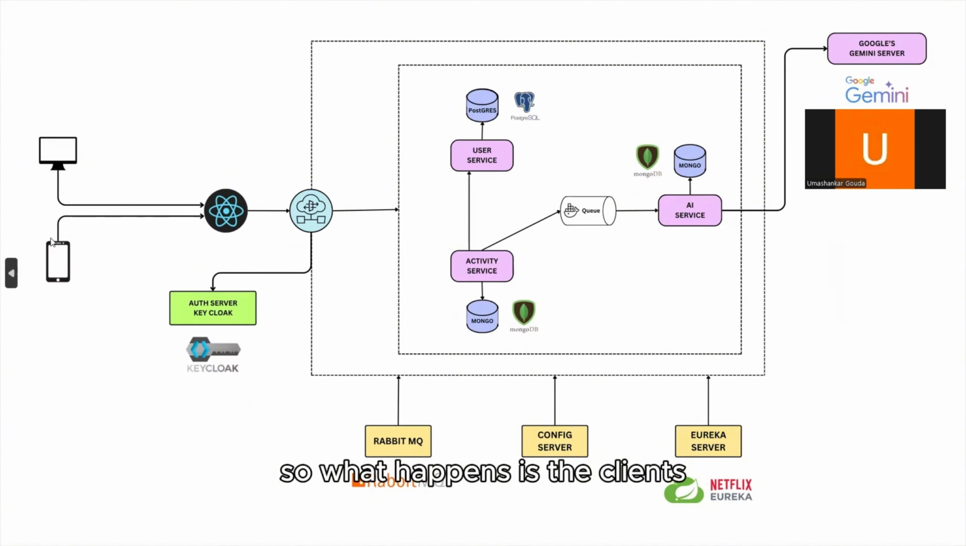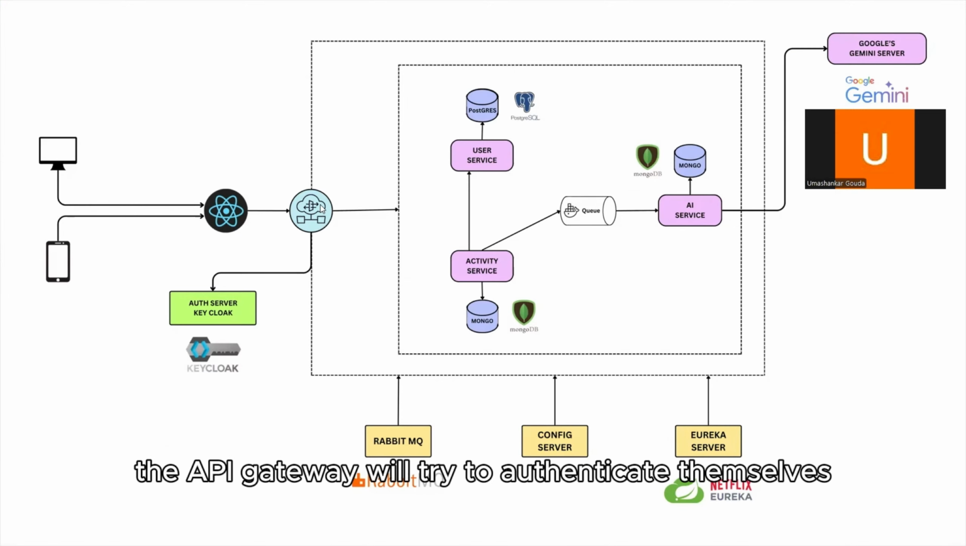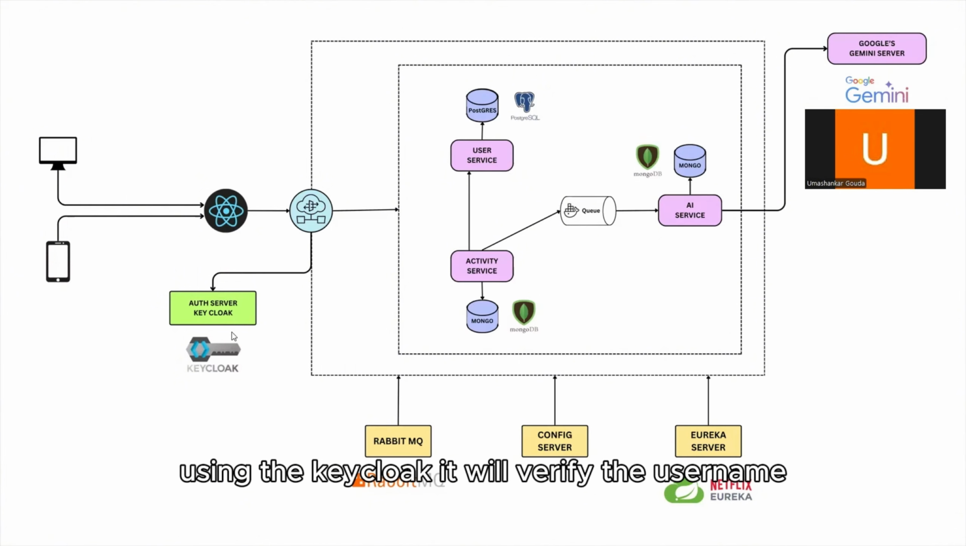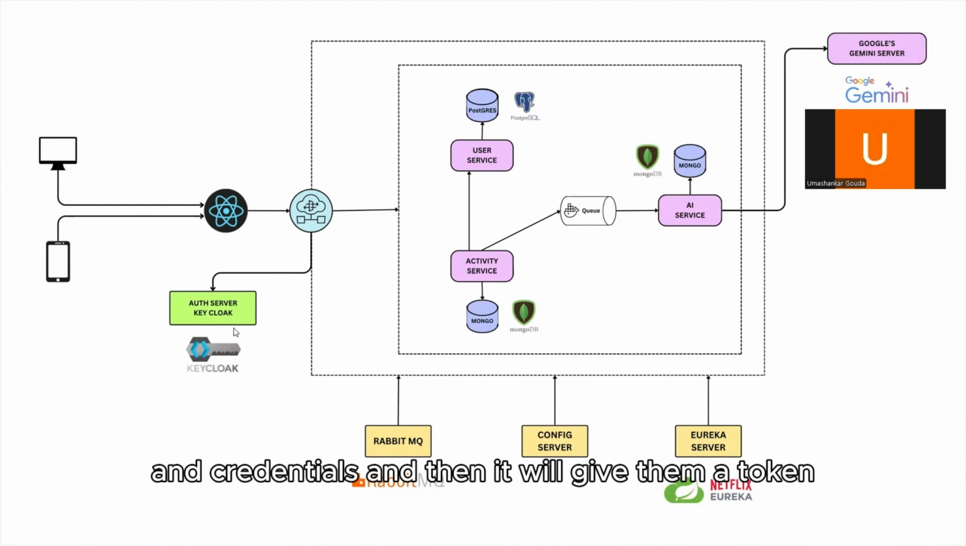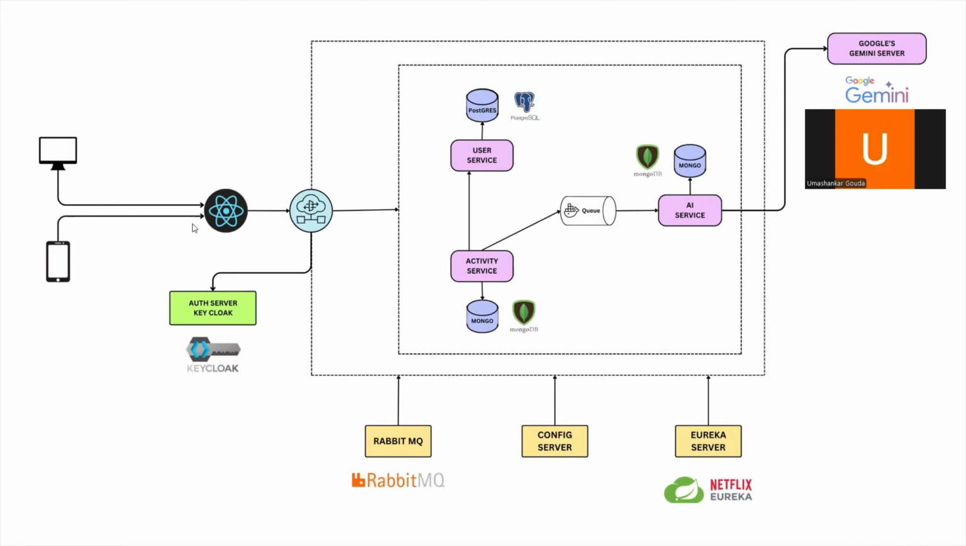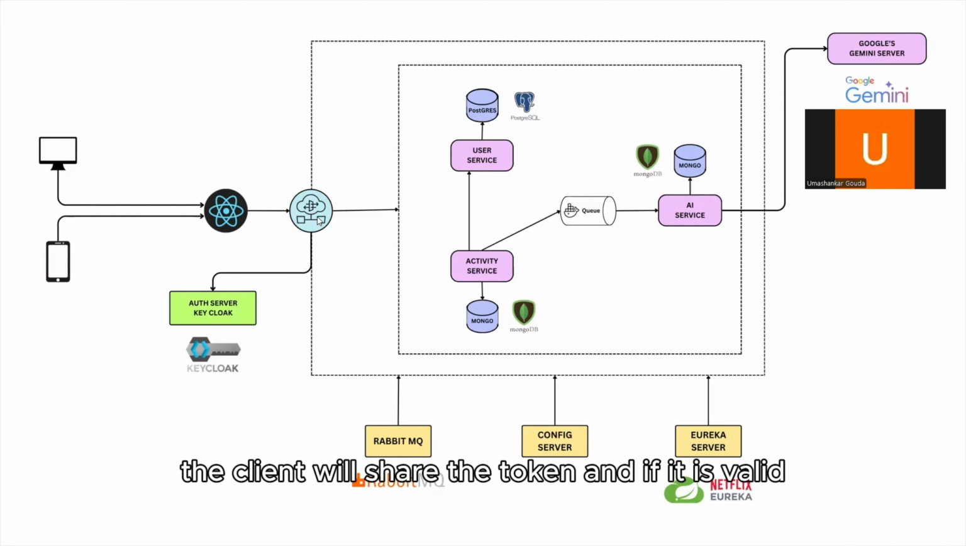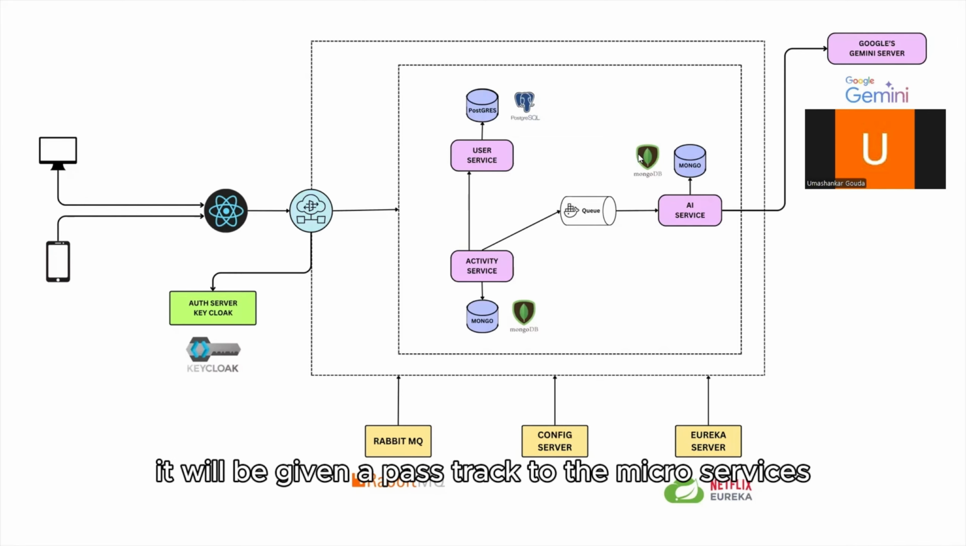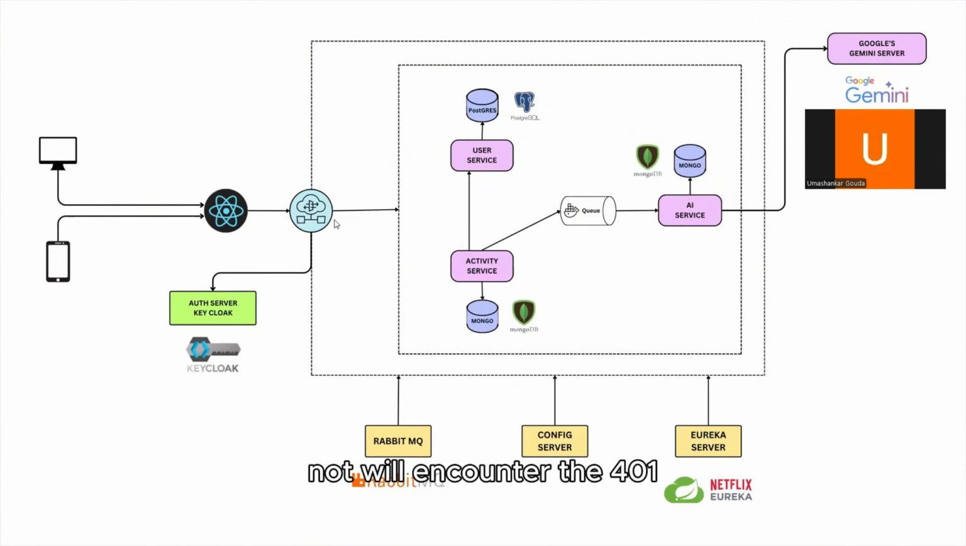So what happens is the clients, using the front-end application, try to access the microservices. They reach the API gateway over here. The API gateway will authenticate them using Keycloak, which verifies the username, password, and credentials, and then it will give them a token. In subsequent requests, the clients will share the token, and if it is valid, they will be given a pass to access the microservices. Otherwise, they will encounter a 401 unauthorized.